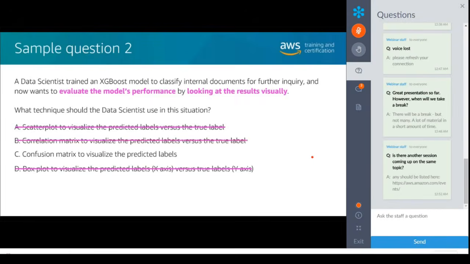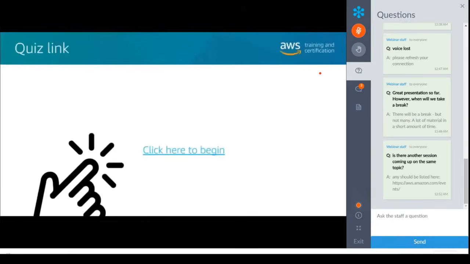So I think a confusion matrix would fit really well here, assuming that we're classifying in a binary fashion. It's either positive or negative. Remember, we're just trying to identify which documents deserve further inquiry. So either they do deserve further inquiry or they do not. So it doesn't make sense to use these numeric approaches to evaluate how the model is actually performing.